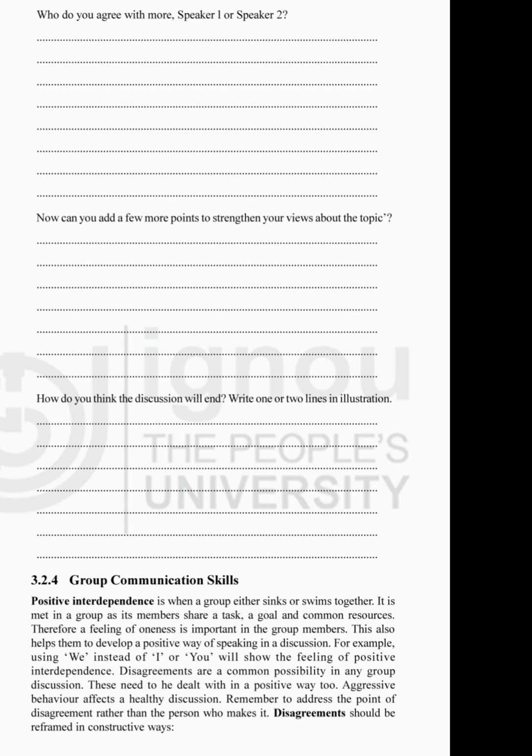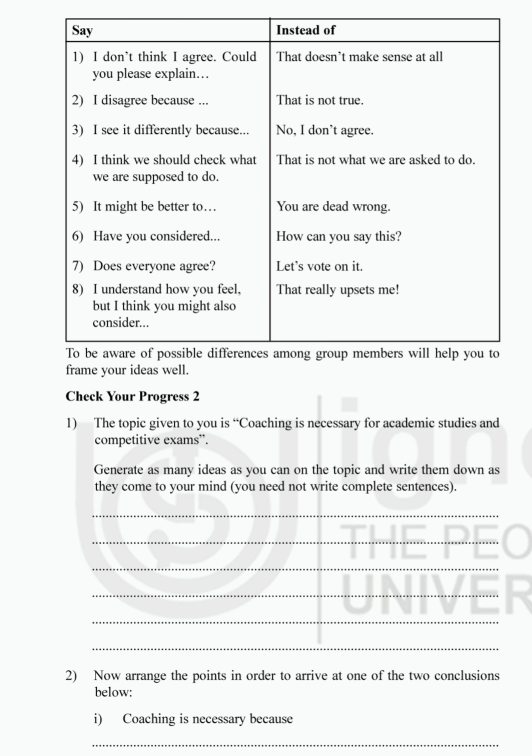Disagreements are a common possibility in any group discussion. These need to be dealt with in a positive way too. Aggressive behavior affects a healthy discussion. Remember to address the point of disagreement rather than the person who makes it. Disagreements should be reframed in constructive ways. Say, instead of, in group discussions and meetings.